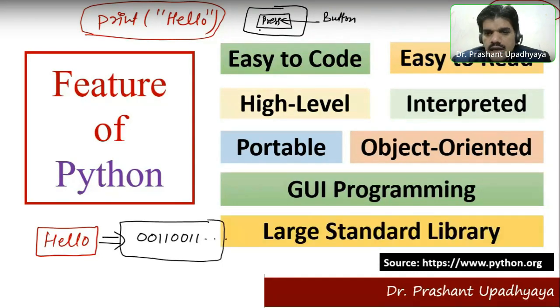A very important reason why Python is becoming more and more popular is that it has a large set of standard libraries. Whatever task you want to do, you don't have to write the code for that. Search that library, it will already be present in Python. So we have Python packages and Python modules that we will talk about later in this course.